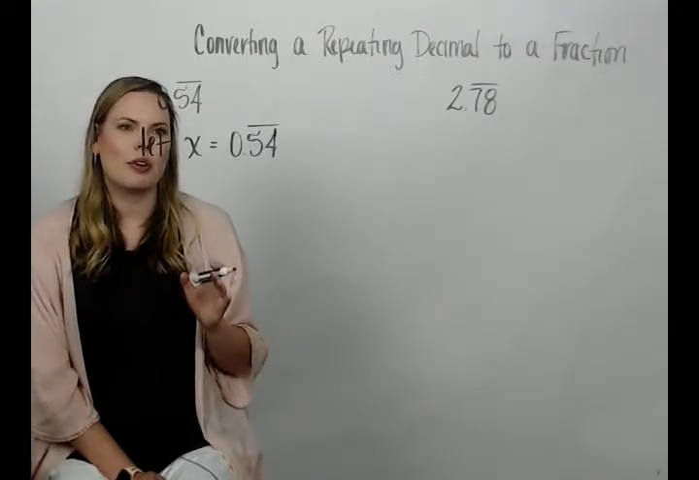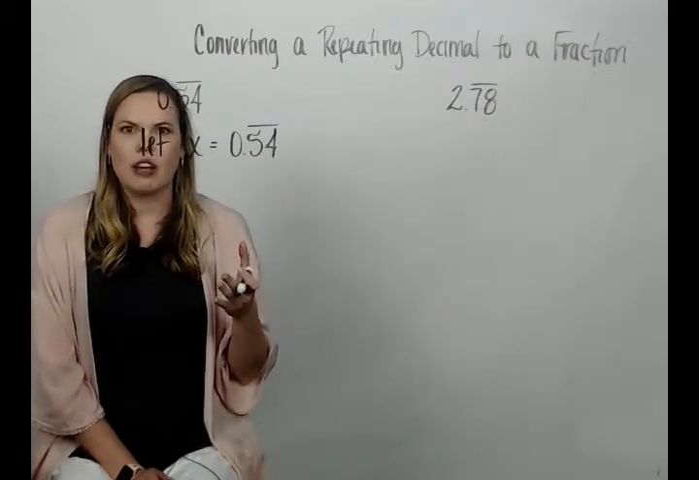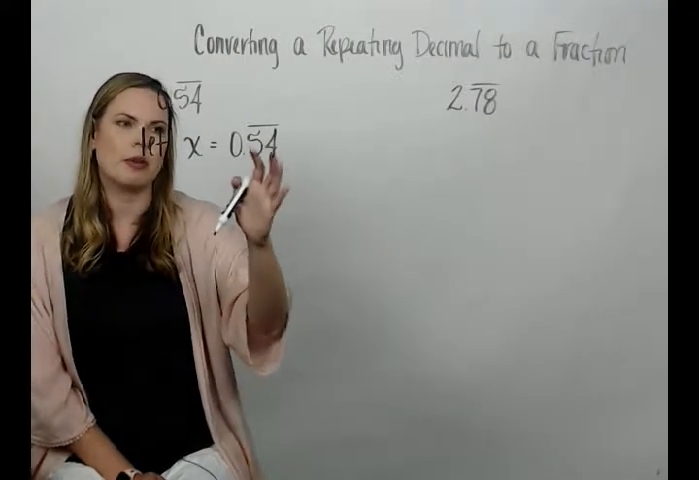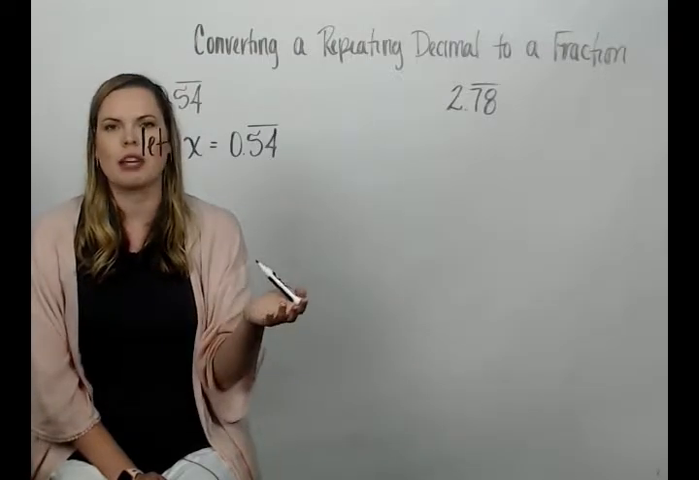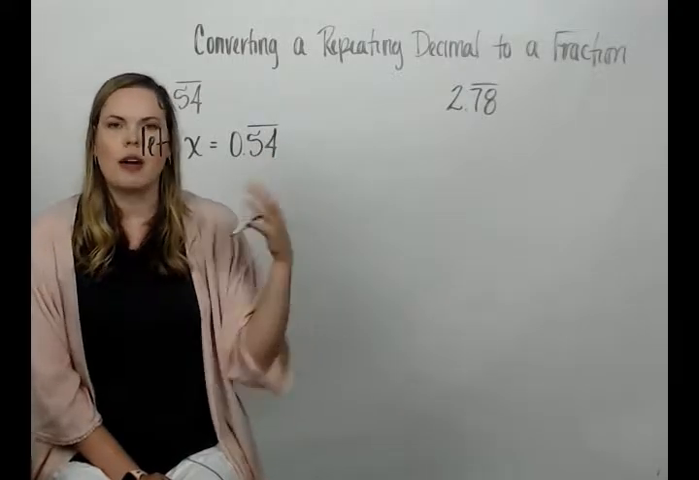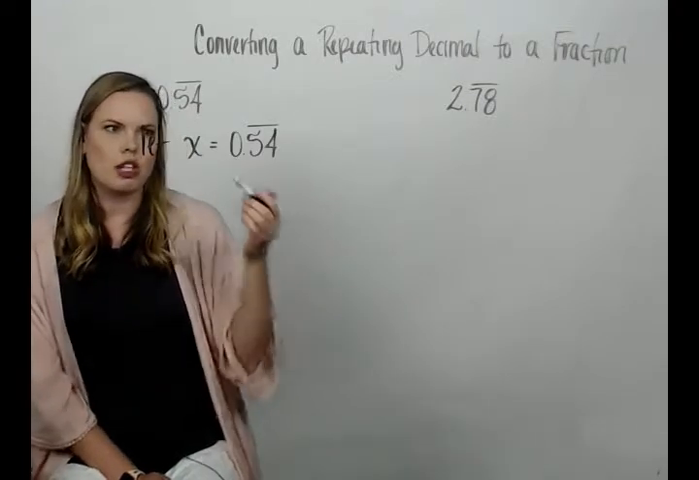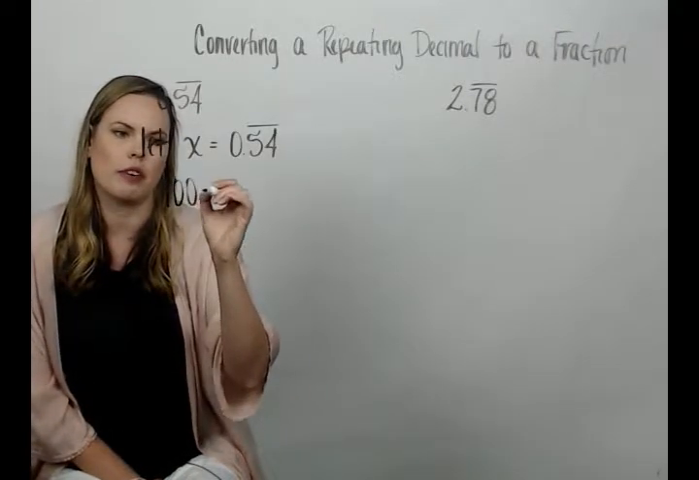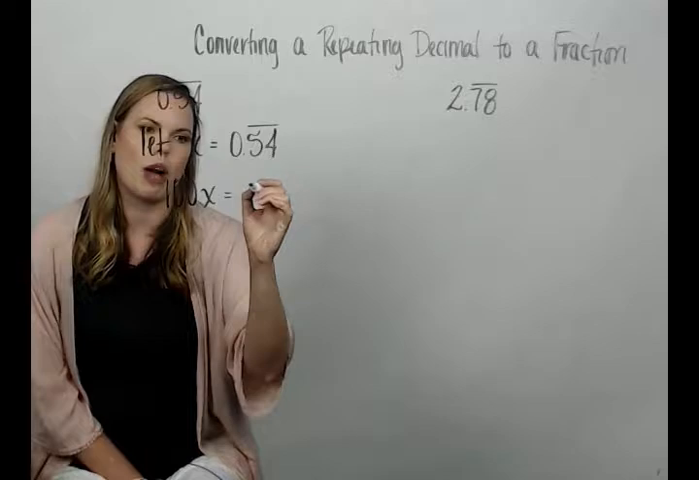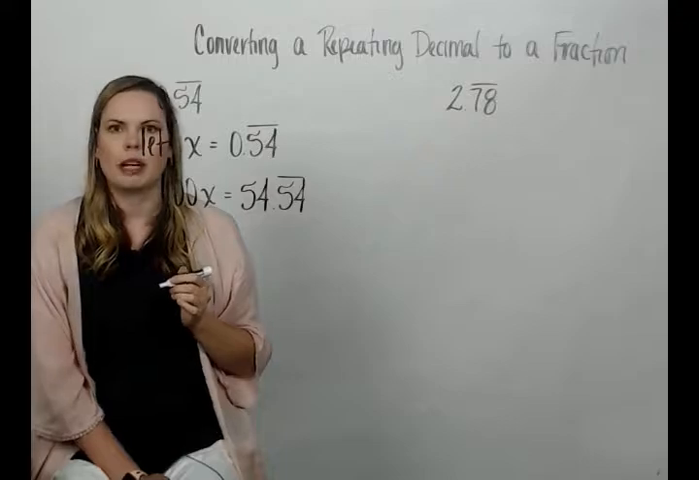And then I'm going to multiply both sides of this equation that I just created by the same value to keep it equal. What I want to do is move this decimal so that I create another decimal that has the same repeating part. So if I move this decimal twice, then I would create another decimal that would have the same 5/4 repeating part. So I'm going to do that by multiplying both sides by 100. So I have 100x, and if I multiply this by 100, it's going to move the decimal twice, and I'm going to have 54.54 repeating.